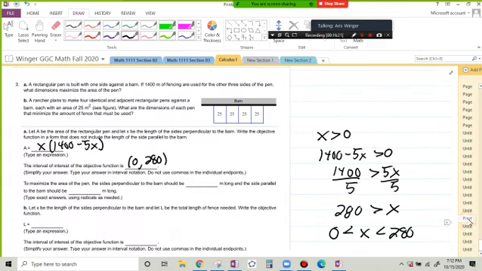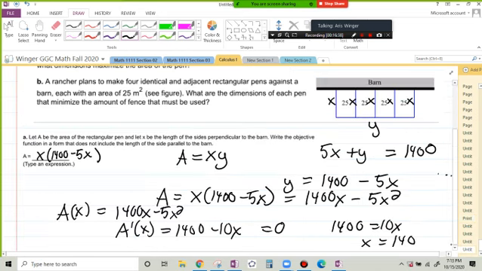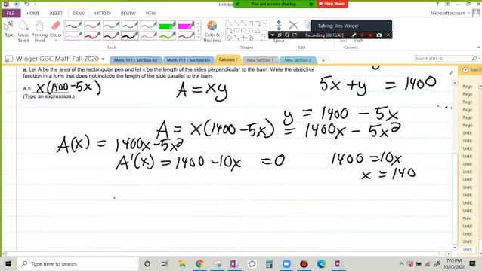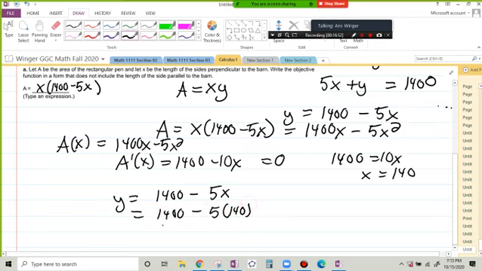I think they asked for both dimensions, right? So the length of the sides perpendicular to the barn should be 140, and then you can find the other one by solving for y. X is 140, and then y is 1400 minus 5 times x. 1400 minus 5 times 140. 1400 minus 700. 700.